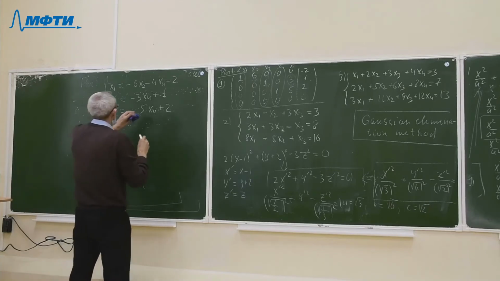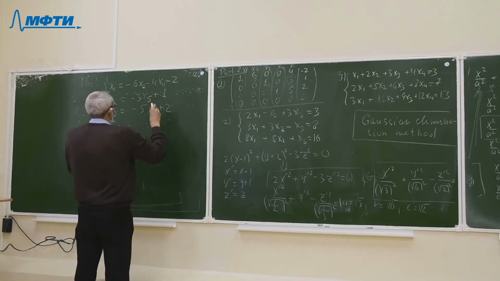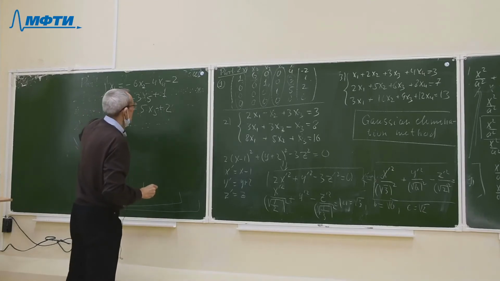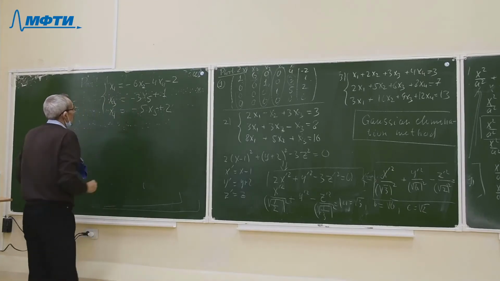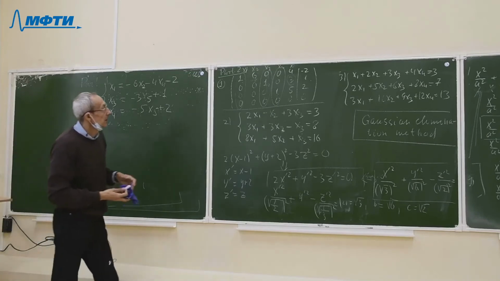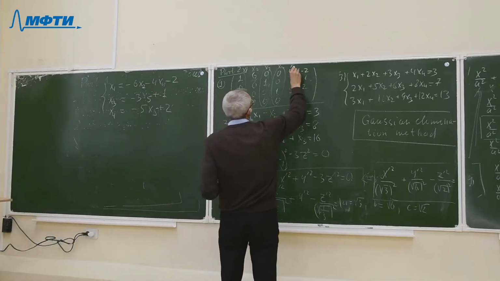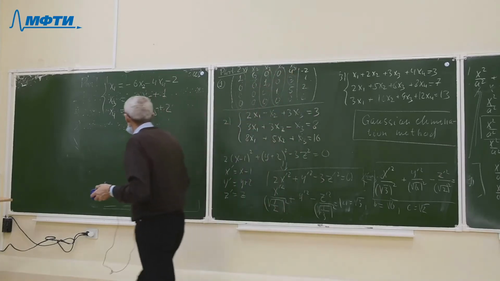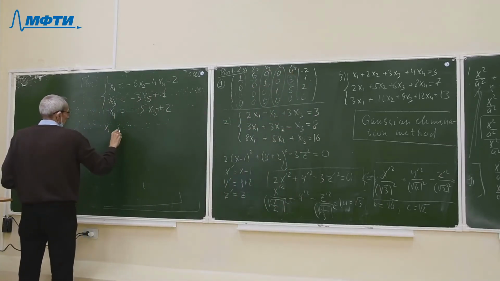I'm sorry, mistake. x5, x5, x4. I'm sorry. We have 5 variables, x1, x2, x3, x4, x5. And we divided these variables into two parts.